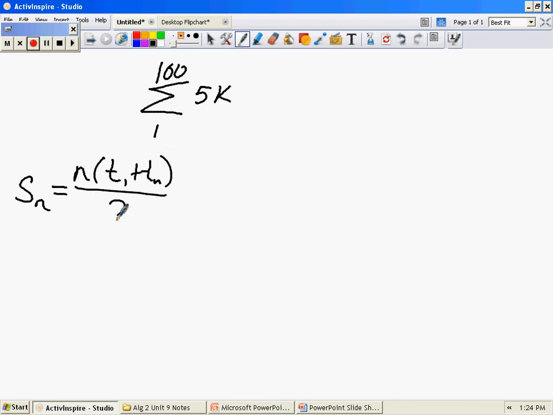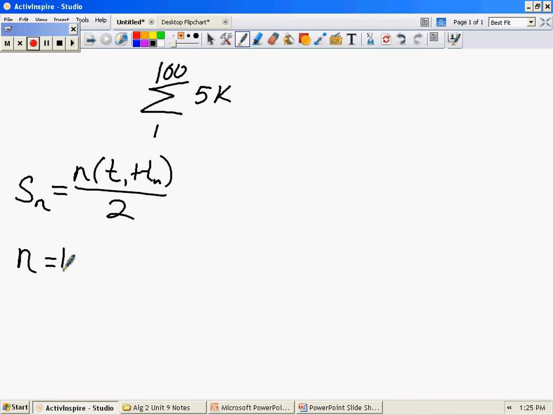So I need to know 3 things in order to make this come to life for me. I need to figure out how many terms there are, I need to figure out what the first term is, and I need to figure out what the nth term is. So let's go ahead and list those first. n, how many terms are we looking at here, guys? There's 100, because it's going from 1 to 100.